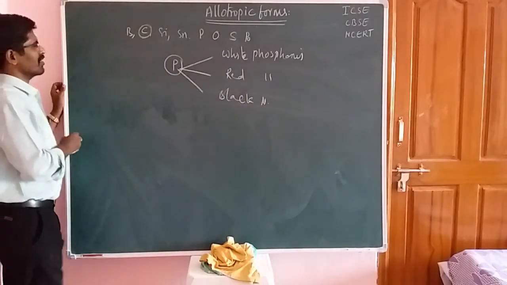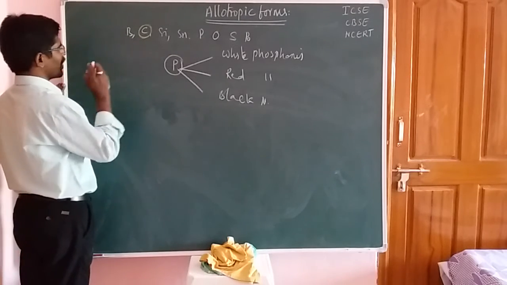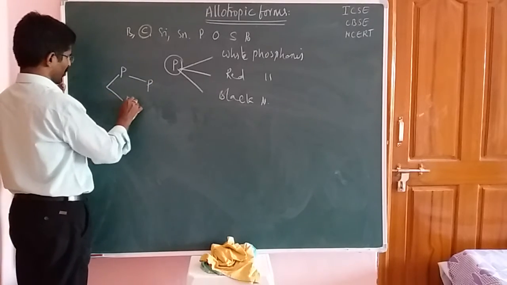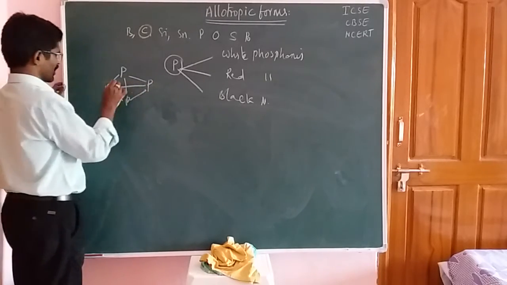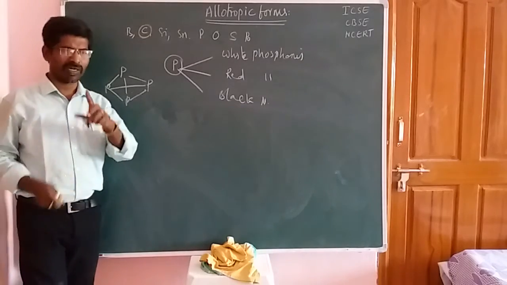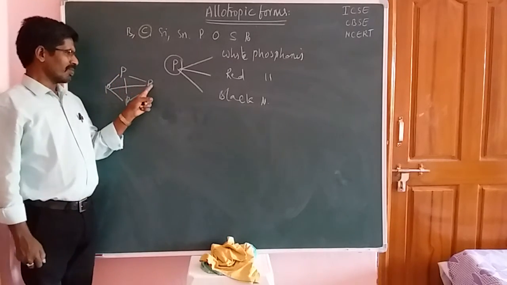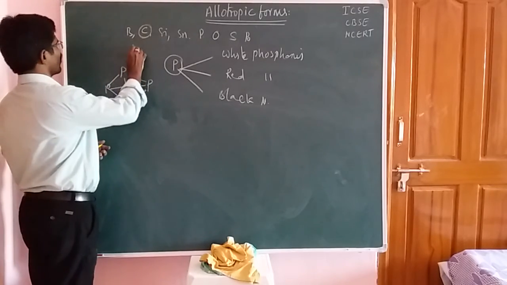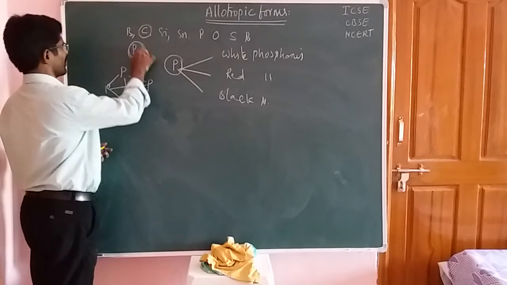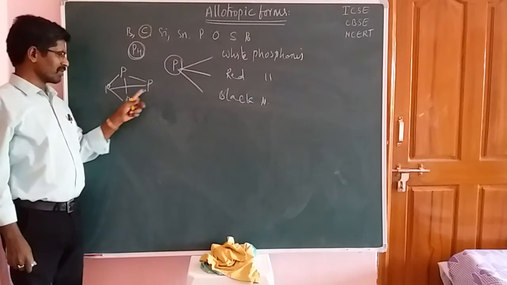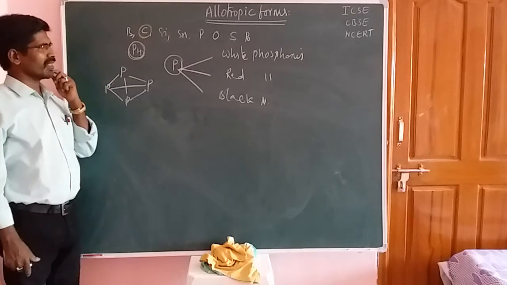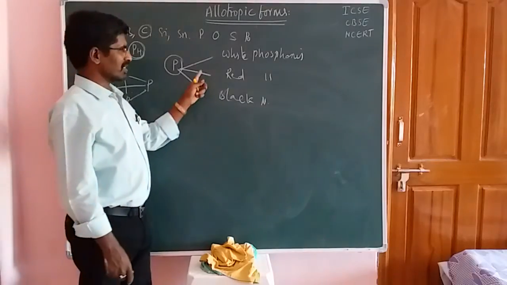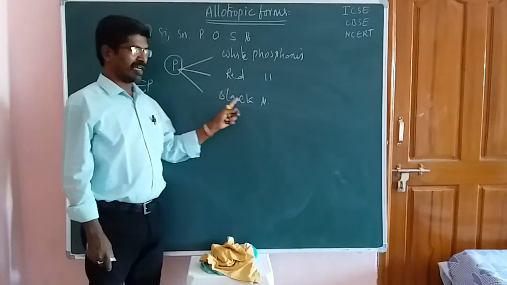First of all, we take the monomeric unit of phosphorus. Now these are the structures of the phosphorus element. All of you look at the board. This is the P4 structure of phosphorus. Phosphorus exists as white phosphorus, next as red phosphorus, and next as black phosphorus.